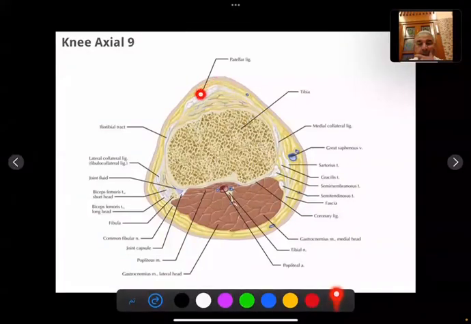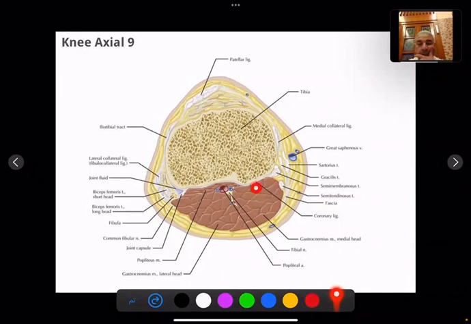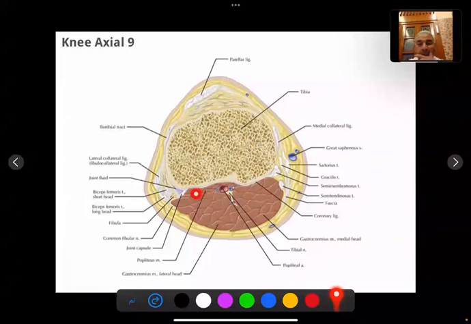Now the patellar ligament has started to appear, and here the medial head of the gastrocnemius, and this is the lateral head of the gastrocnemius, and this is the popliteus muscle. And this is the iliotibial tract, which is a component of the lateral collateral ligament.